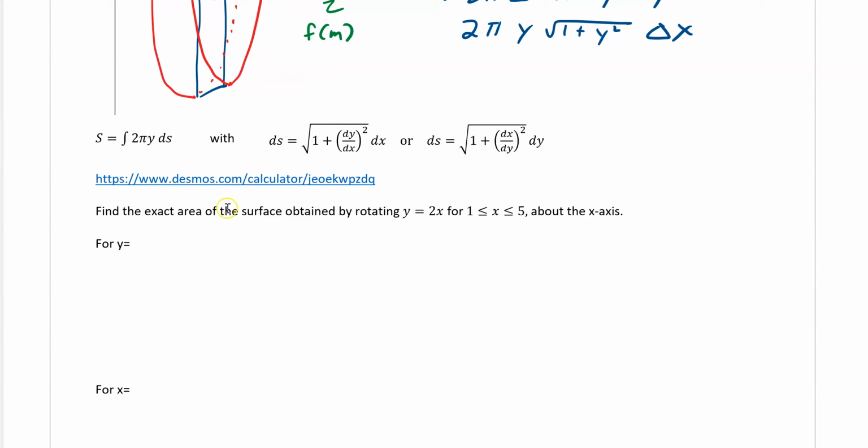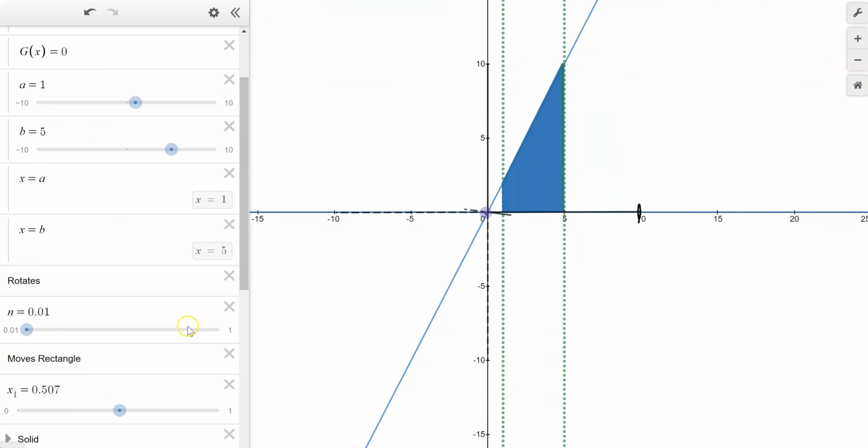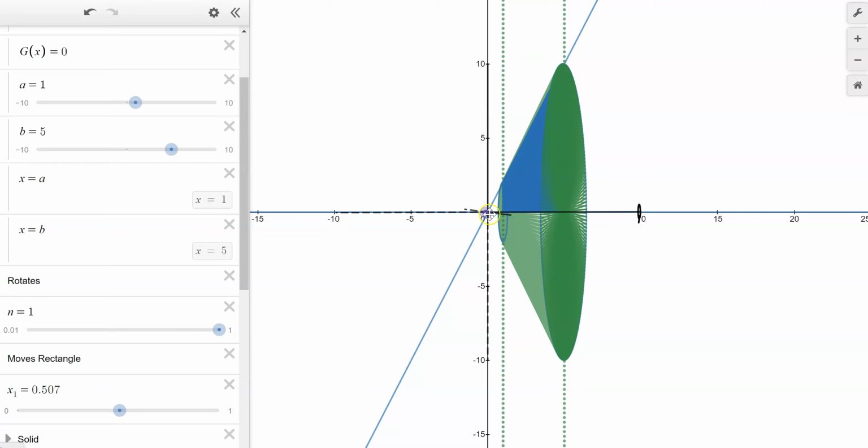So find the exact value area of the surface obtained by rotating this from 1 to 5 about the x-axis. So we're going to take this function from 1 to 5, rotate it about the x. If you click on the link, you'll be able to play with it in Desmos. And we end up with this. So if we rotate it, you can see it makes that perfect frustum.